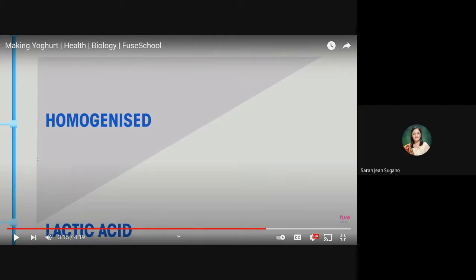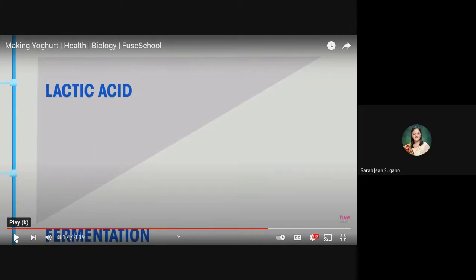After that, it's the homogenization. So you have to create a smaller surface area of your milk so that the nutrients of this milk will be available for the lactic acid bacteria to convert and to do its job for the yogurt making. Okay, so that's the purpose of the homogenization.